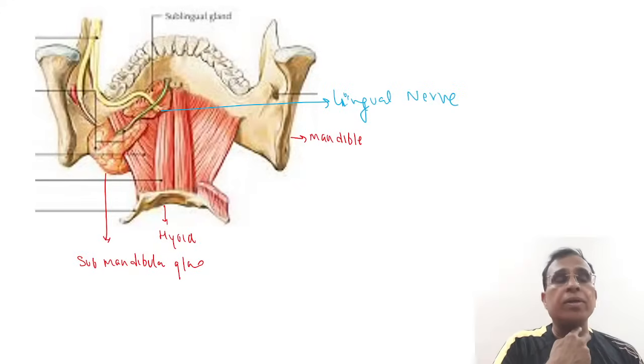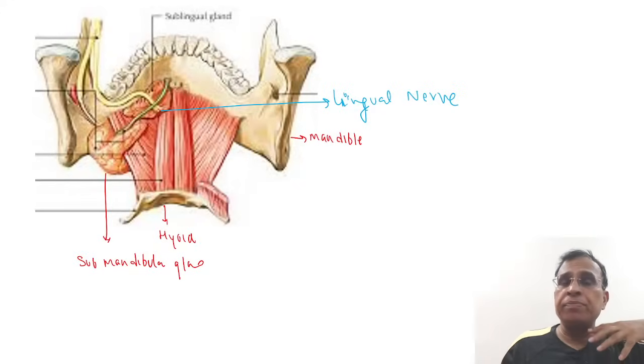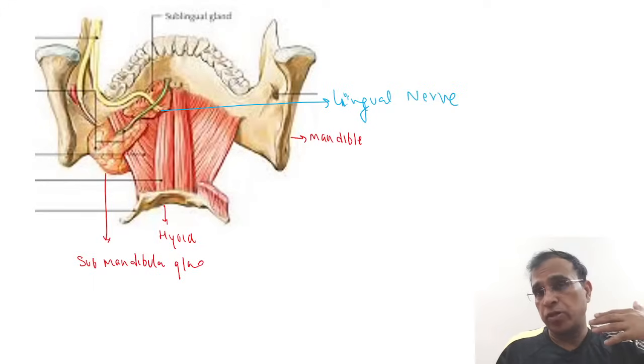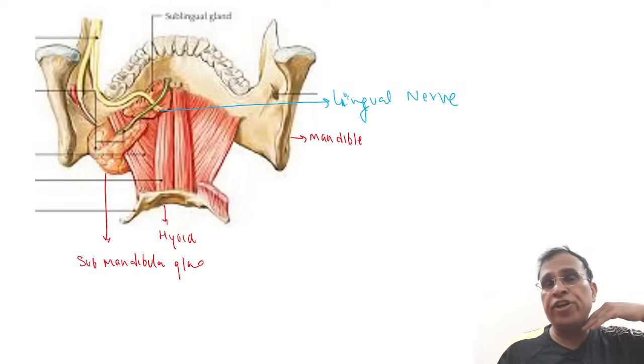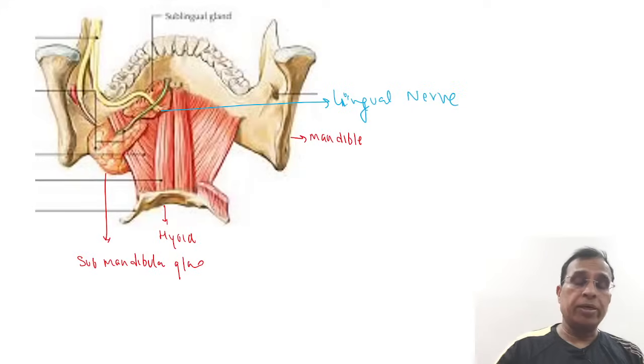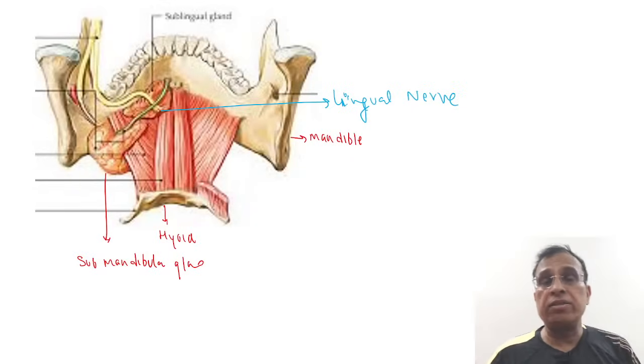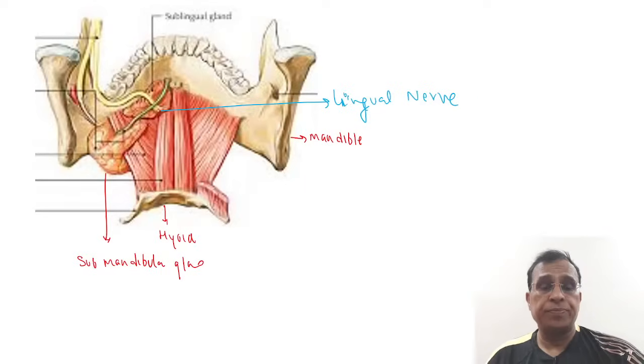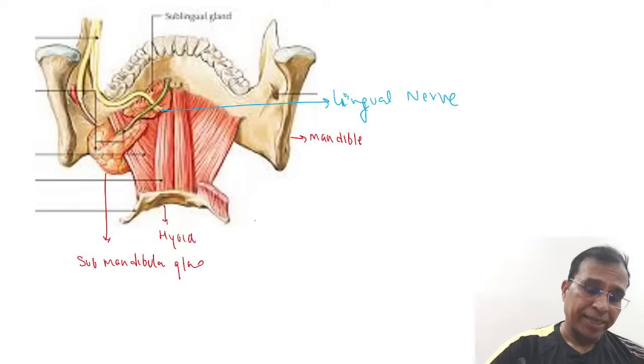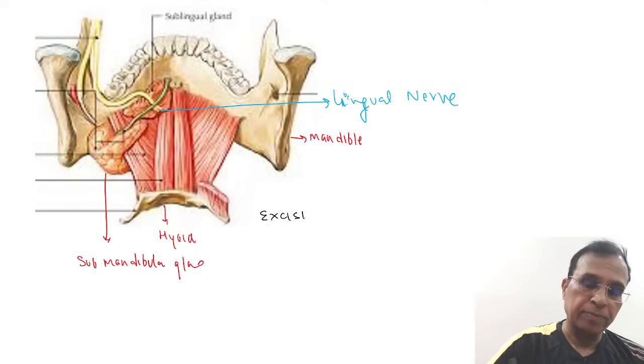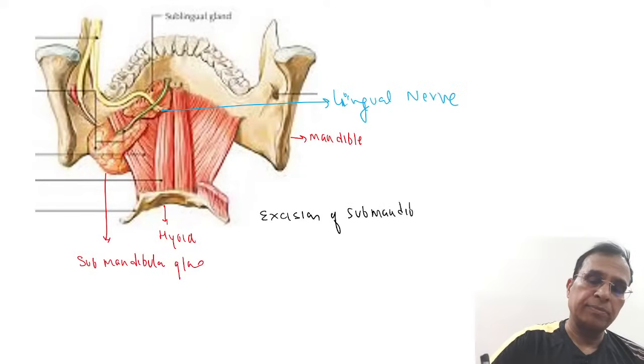You know why? Then you raise the entire skin with the platysma. You don't raise the skin and then the platysma. The skin and the platysma, or you can say the fascia, are raised together. You know why? Because the cervical branch of the facial nerve is running here. So when you do excision of the submandibular gland, 2 nerves can get damaged.